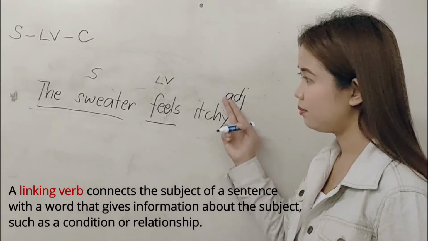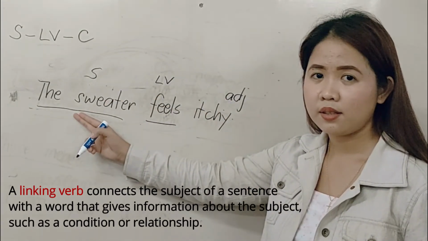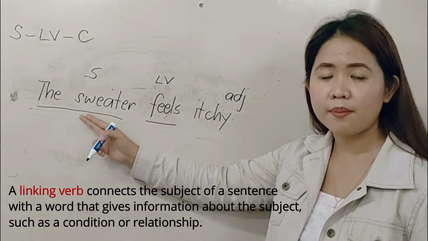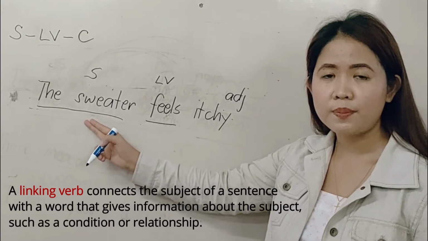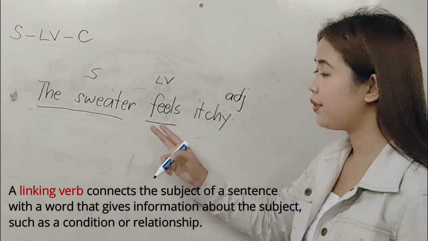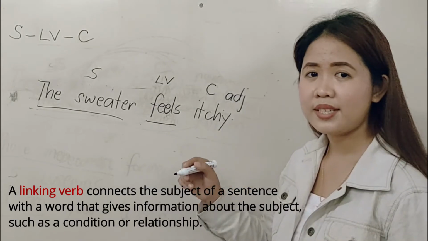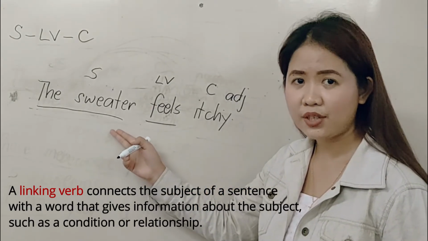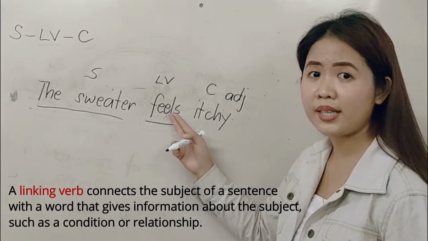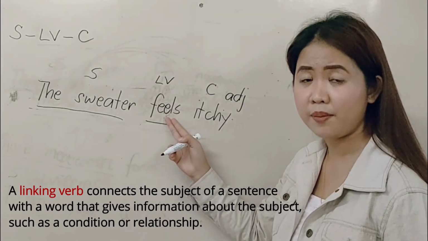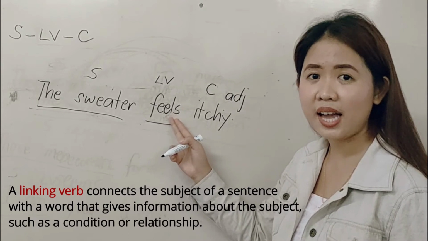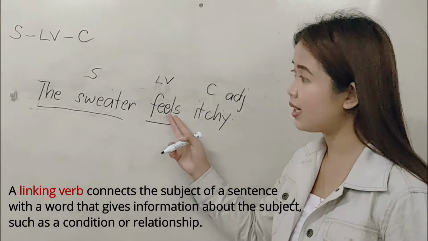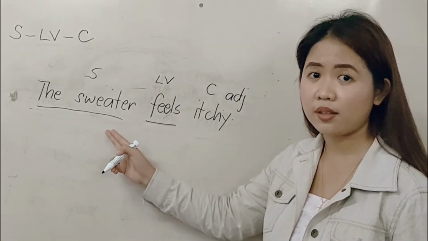What is itchy? The sweater. And how can you describe the sweater when being worn? Feels itchy. The subject, the sweater, does not perform an action. The word feels functions as a linking verb because it describes the state of being of the word the sweater.